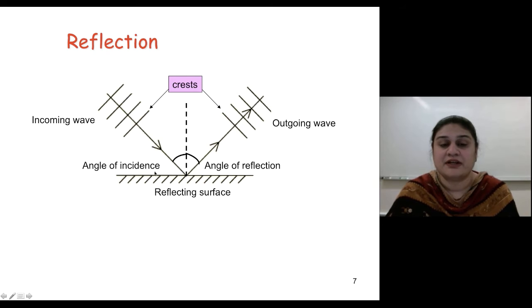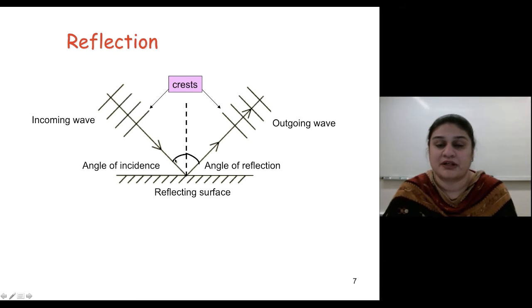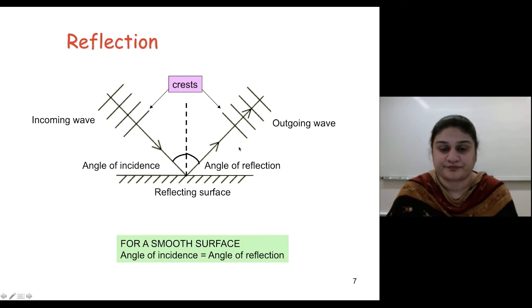Note very carefully that it is not the angle between the reflecting surface and the incoming wave. It is the angle drawn normal to the incoming and the outgoing wave. For a smooth surface, under ideal condition, the angle of incidence must equal the angle of reflection.